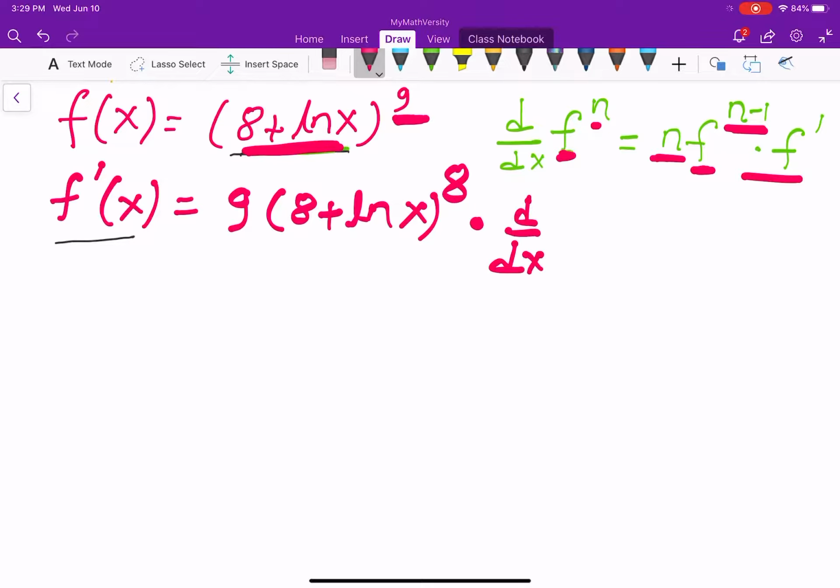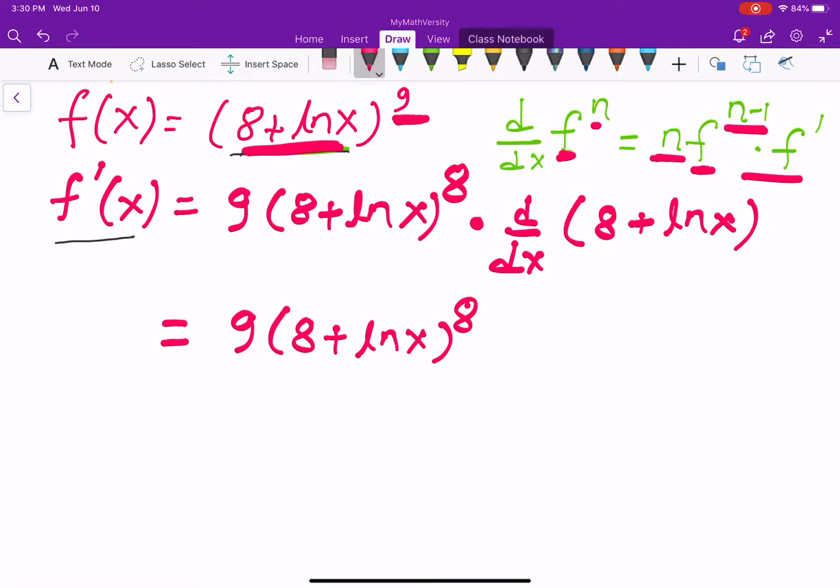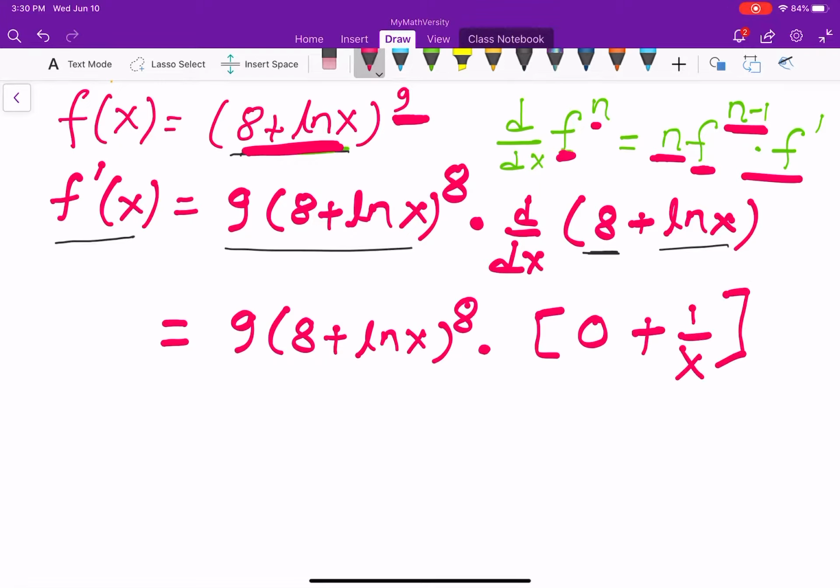So let's find the derivative of 8 plus ln of x. Alright, so now this is equal to 9 times (8 plus ln of x) raised to the power 8. Let's write down this term as it is. Times, now let's do the derivative. What is the derivative of the 8? 8 is a constant, right? So the derivative is 0 plus, what is the derivative of ln x? The derivative of ln x is 1 over x. We have that formula, right? So I can just write that down. Alright, so the derivative is done.